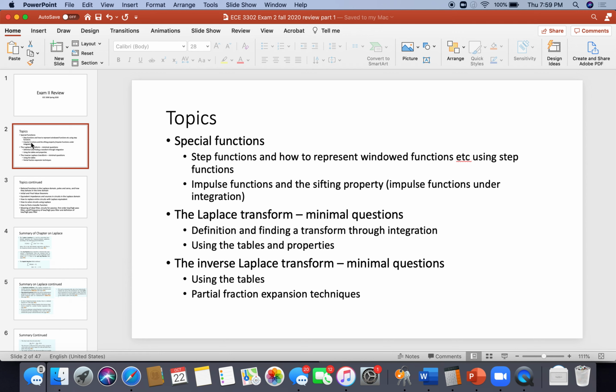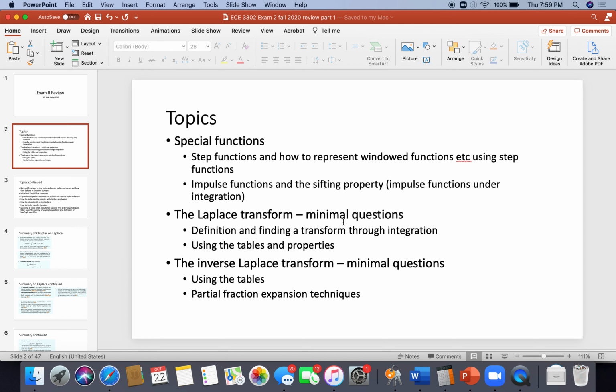We looked at the Laplace transform. I will say last year I put minimal questions on the exam over the Laplace transform. I have not made out the exam yet. So I don't know the level of questions on Laplace transform that will be on the exam, but I'll try to let you know if I have that ready in time. Also, using the tables and properties, definition and finding a transform through integration. The inverse Laplace transform, also probably minimal questions here. How to use the table, what are partial fraction expansion techniques.